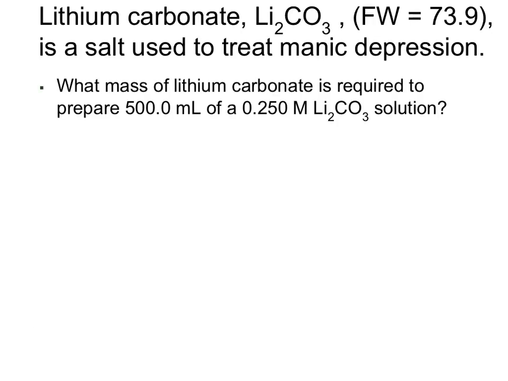And so let's take a look at how we do this in practice. If we want to, for instance, make 500 milliliters of a 0.250 molar lithium carbonate solution, we need to know the mass of lithium carbonate to use in order to make this. And so we can set up a dimensional analysis setup. We want to make 500 milliliters. We know that we're going to need liters for molarity, and so we need to convert this to liters first.